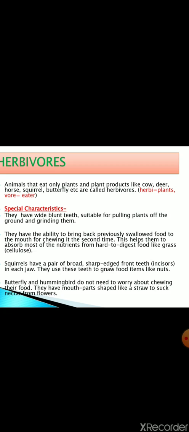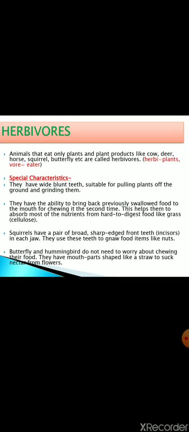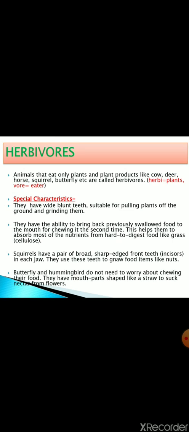They keep on gnawing. Now squirrels are also having some special characters, like a pair of broad sharp-edged front teeth, which we call incisors, in each jaw, and they use these teeth to gnaw food items like nuts. Now in butterfly and hummingbird, do you think they also have teeth? No, they don't need to chew the food. Why? Because their mouth parts are different. It is like a straw, and they put this straw in the flower and suck the nectar from the flowers. So these are the special characters which are present in herbivores.